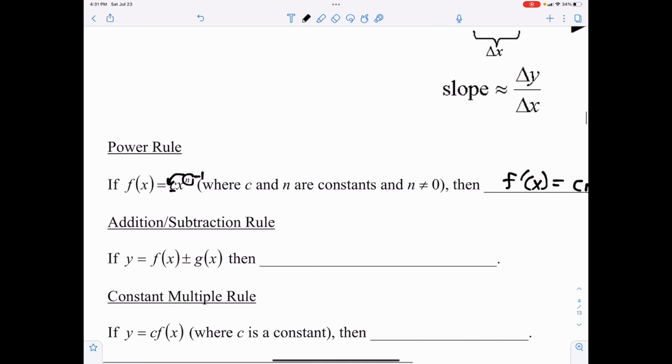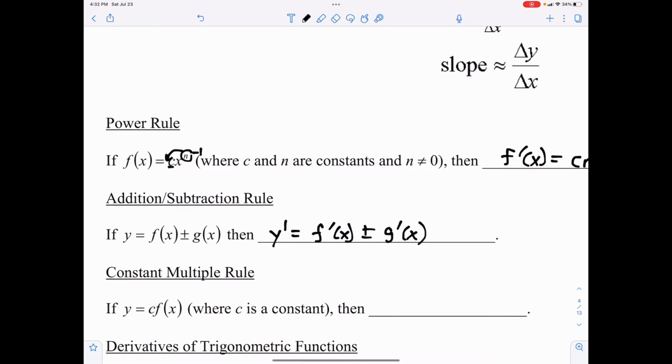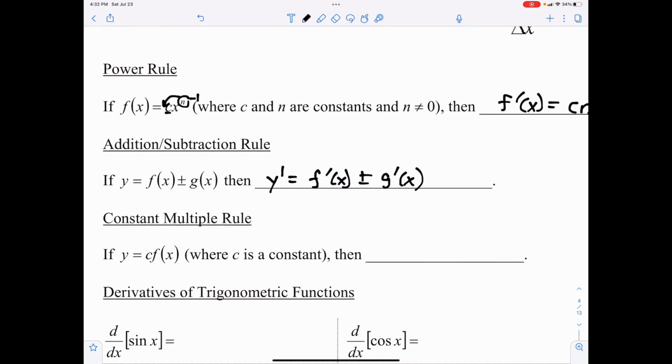Now, in terms of adding and subtracting derivatives, that's just adding and subtracting the terms. So if y equals f of x plus or minus g of x, then y prime, which is the derivative of y, would be equal to f prime of x plus or minus g prime of x. The constant multiple rule states that if we have a constant c multiplied times our function f of x, again c is a constant, then y prime is equal to c times the derivative f prime of x.